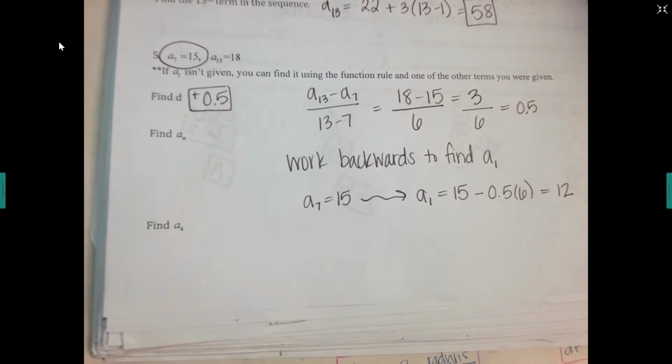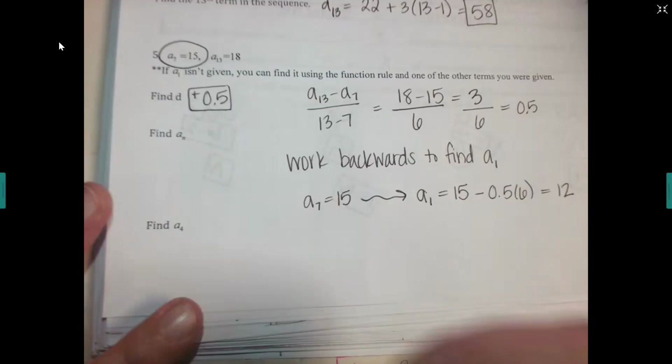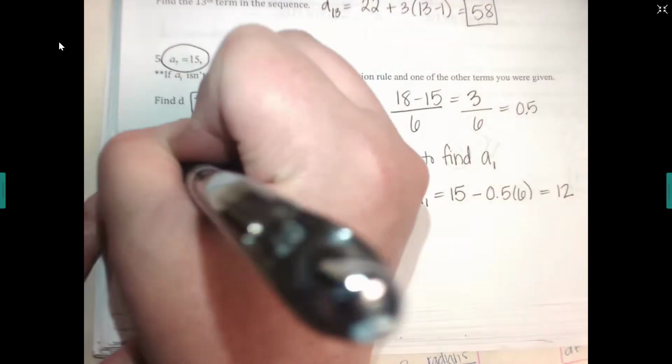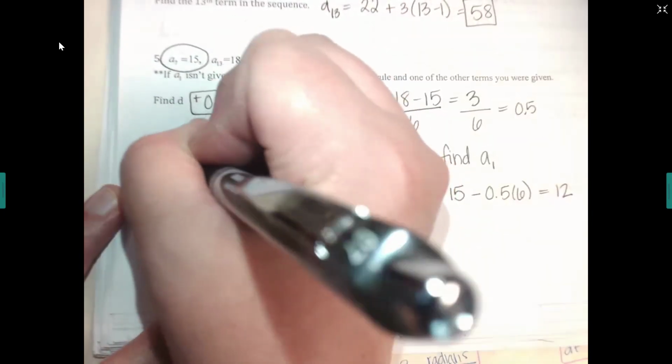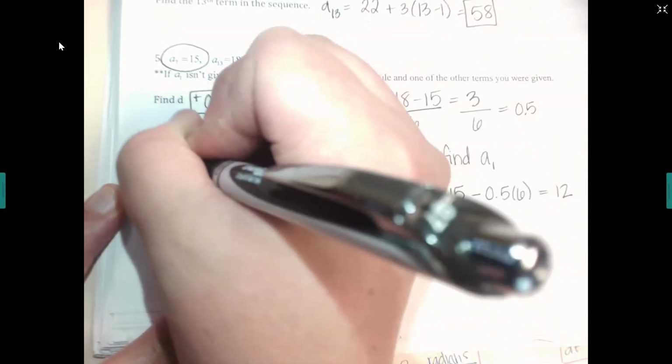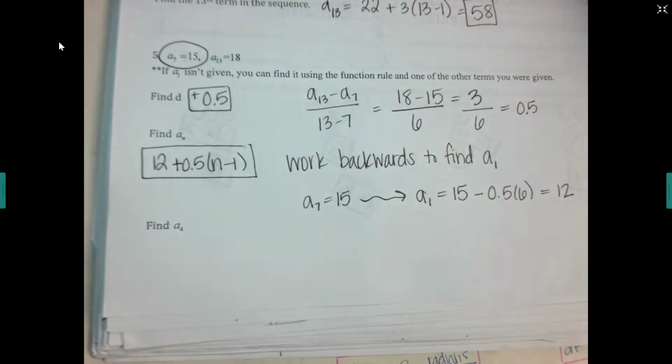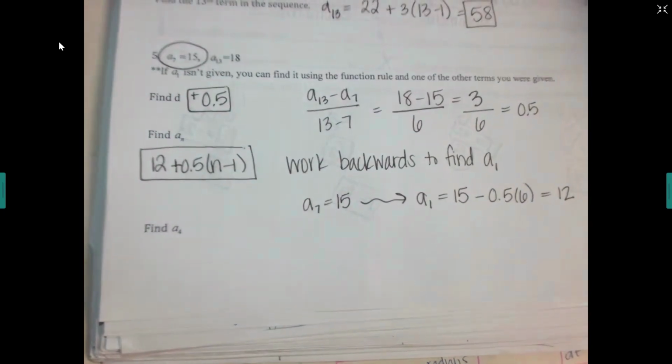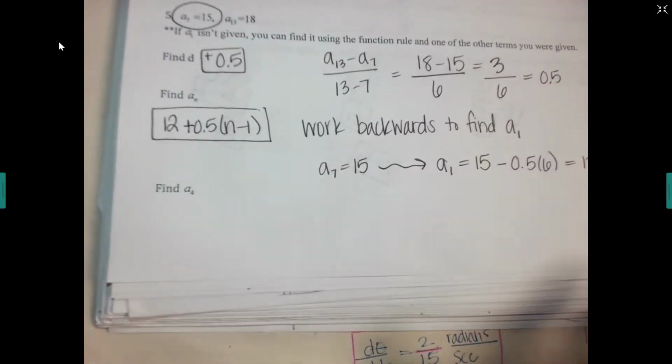And then remember, why did we need the first term in the first place? Because that's how you write the function rule. Is that you would put where your sequence starts, which now we know is 12. And then we're going to plus 0.5, but not on the first. Okay. And then remember, you're only doing that if it asks you to find the function rule. Okay, that's what that's called, where you're writing the little equation to skip ahead.